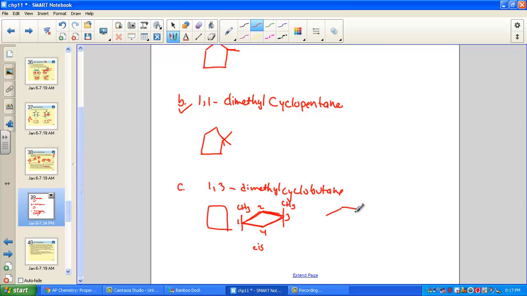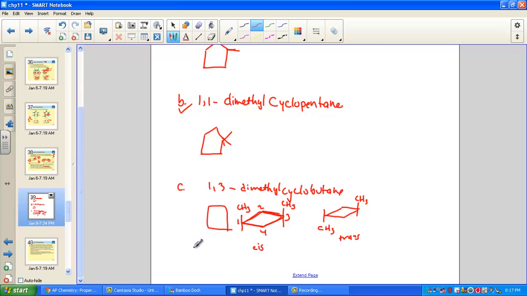Or, kind of drawing my structure again, I could have placed one on top of the equator and then one below the equator, and I could have come up with trans. So see the criteria here? We have a cyclic structure where on opposite ends of the ring, we can place one group up, one group down, or indeed on the same side to create isomerism.